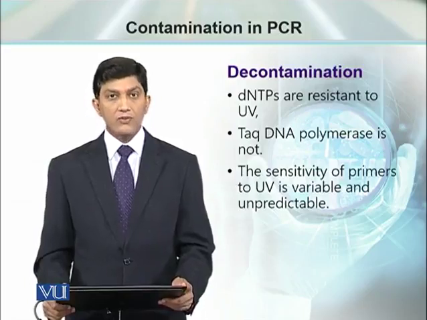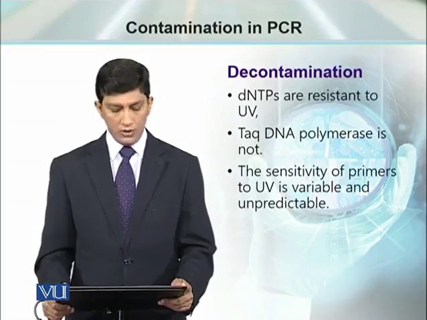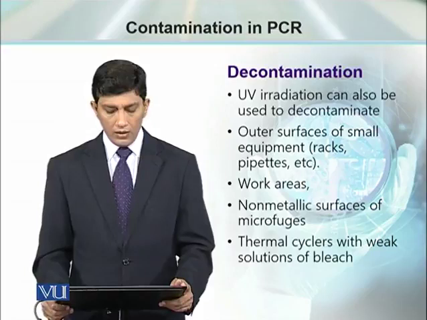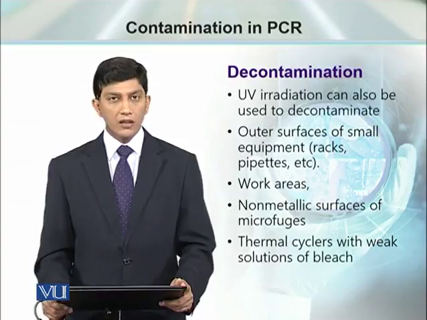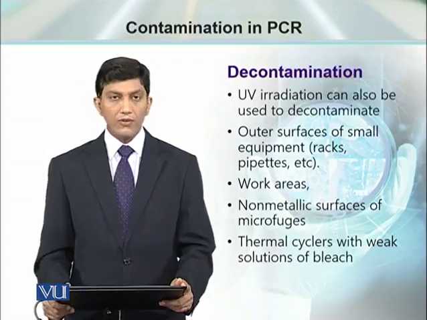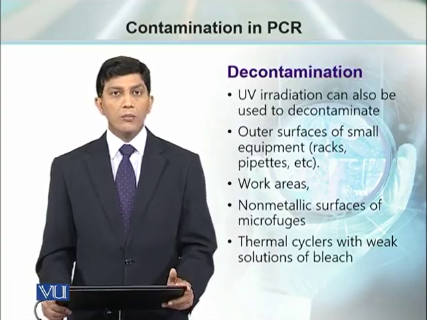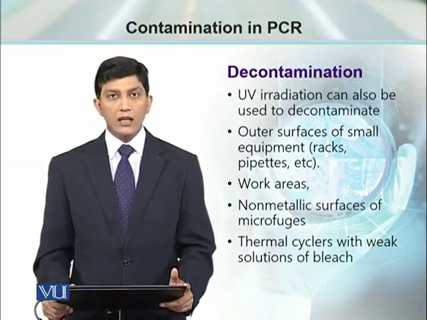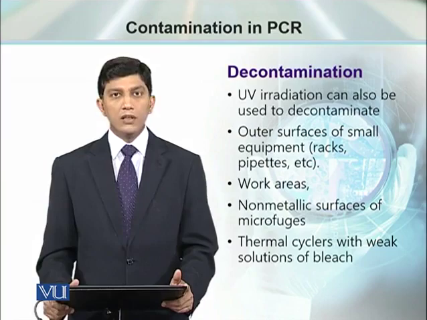The sensitivity of primers is variable, so one has to check whether the primers are sensitive to the UV light or not. The outer surfaces of smaller equipment can be decontaminated using UV light. The work areas and non-metallic surfaces of microfuges can be decontaminated by UV. However, the thermal cycler can be decontaminated using a 10% solution of bleach. All these methods can be employed to get rid of the contamination and decontaminate the equipment.